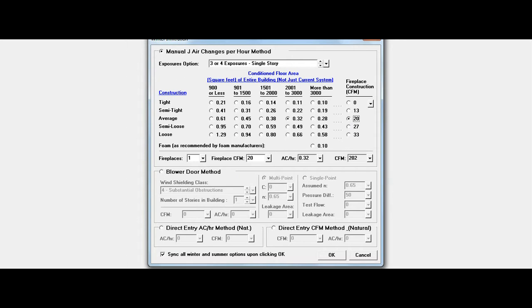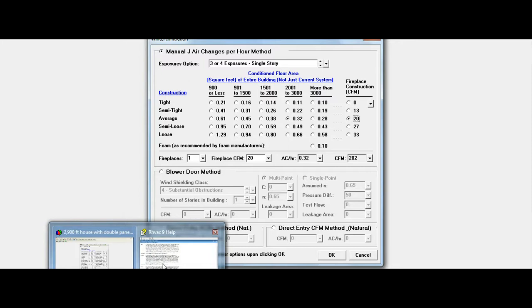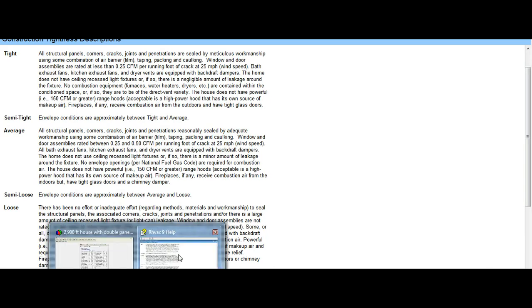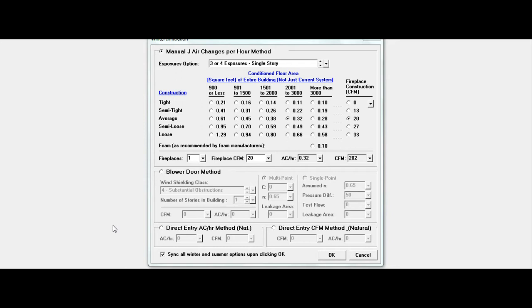Before we do that, I want to show you quickly what the Manual J means by loose and average. This is the definition of a loose construction by the Manual J, average construction, and tight construction. And I think loose reflects pretty well what was done about 30 years ago, at least here in Texas. So let's move on and check what the load is now that we fixed our infiltration.